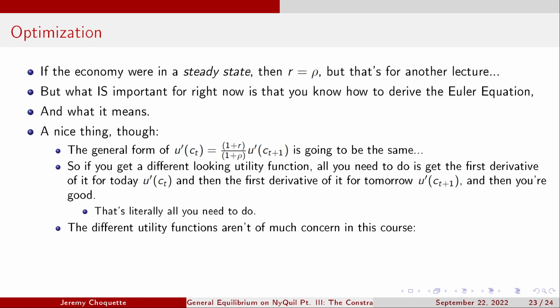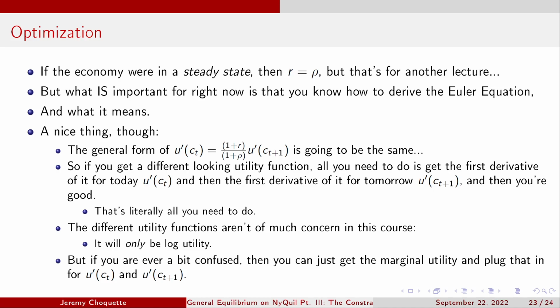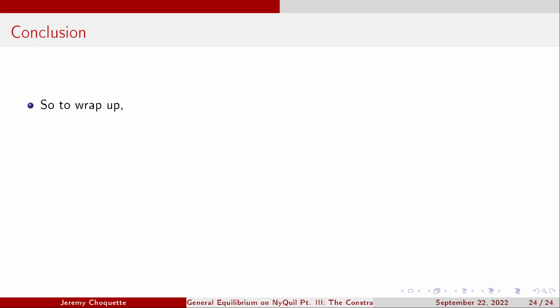Now, the different utility functions aren't going to be an issue in this course. It's only going to be log utility. But if you ever are confused, at least for the Euler equation for consumption, right, because there will be different Euler equations that we get. But the Euler equation for consumption will always be something that looks like this. So if you ever are a little confused, you can just get the marginal utilities, plug that in for u prime of CT and u prime of CT plus 1. Almost always.